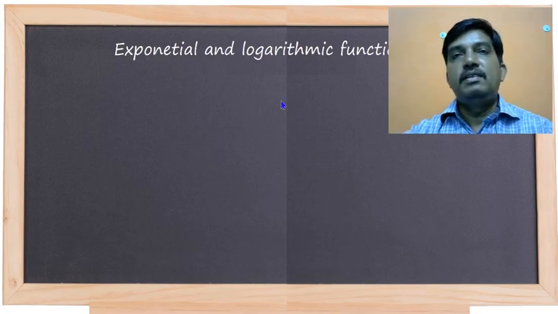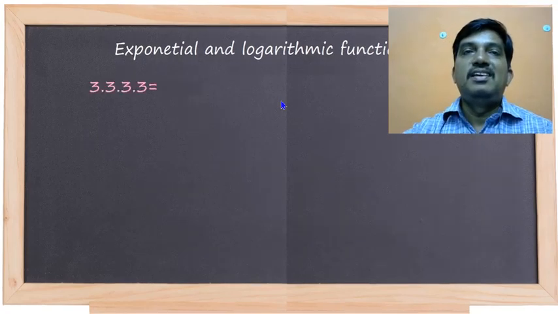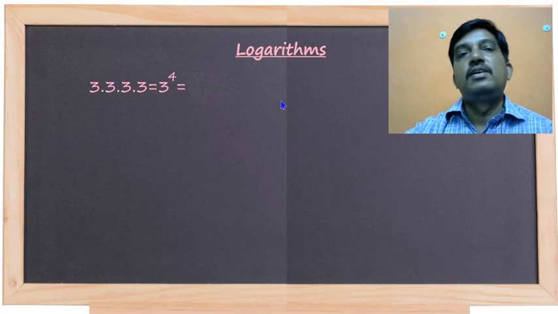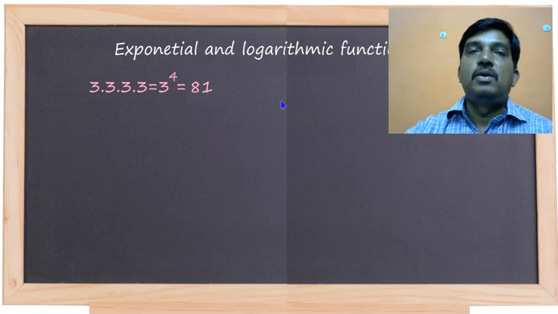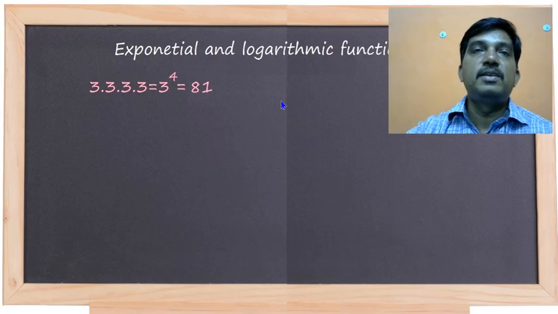Now I will start with the introduction of this concept by the indices. You know that 3 into 3 into 3 into 3 is equal to 3 to the power 4, which is equal to 81. This result you know. Now, you understood what is the meaning of 3 to the power x, where x is any natural number. 3 power 1, 3 power 8, 3 power 100, and all these things are defined.